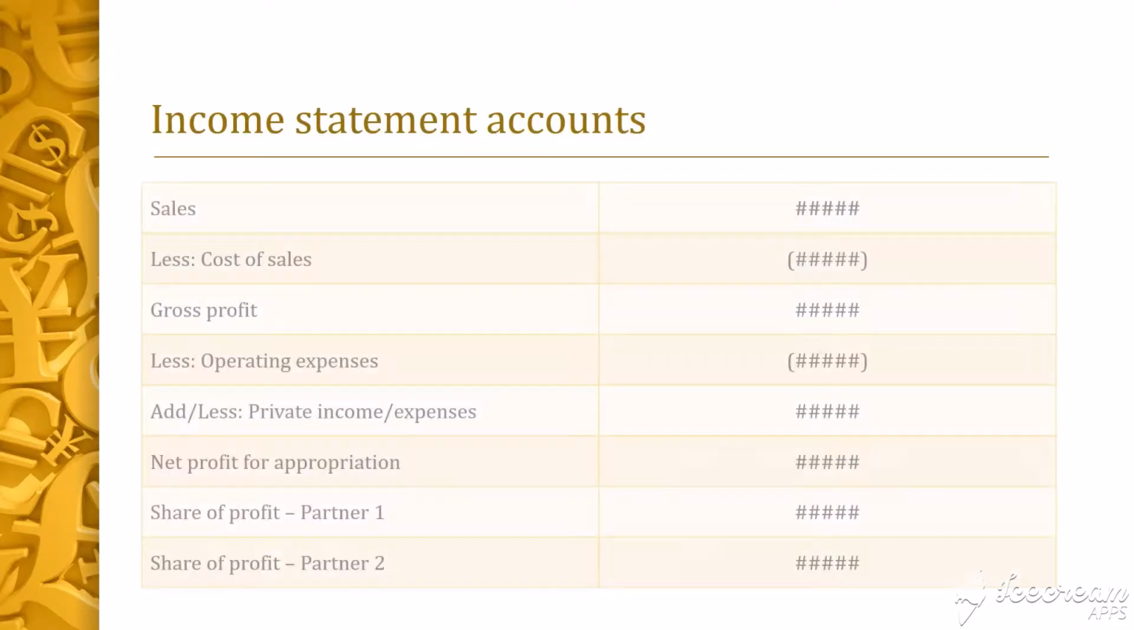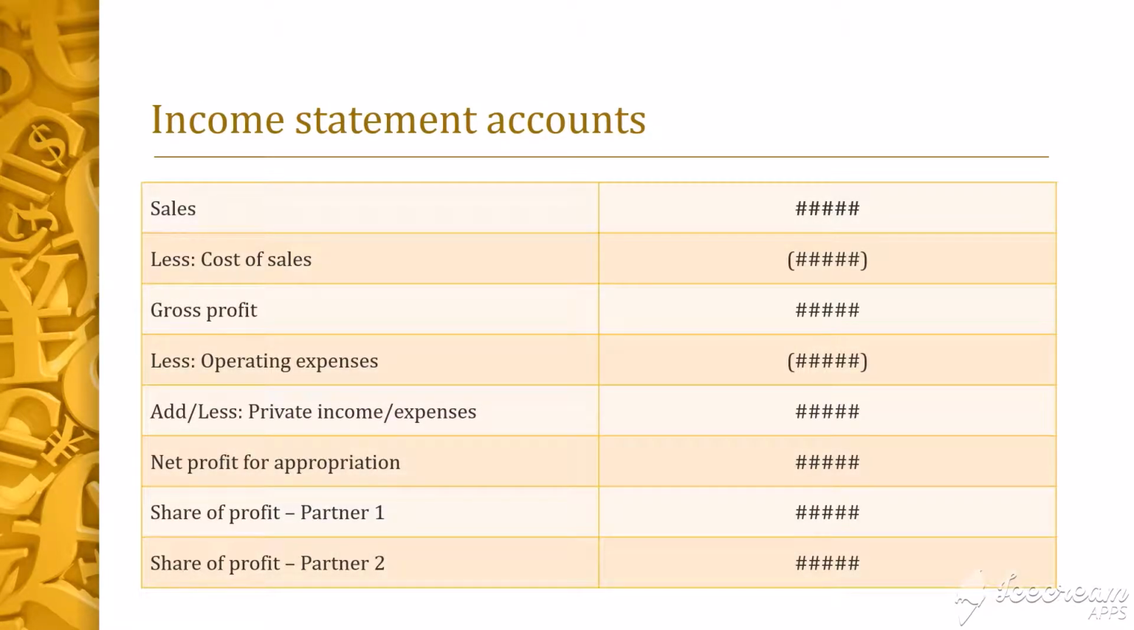Like a company, a partnership's income statement will mention the sales, cost of sales, and operating expenses. However, a significant difference between the income statements of the 2 types of entity is the private income and expenses and the direct appropriation of profits to each owners.